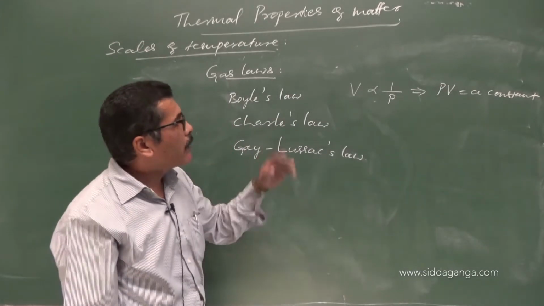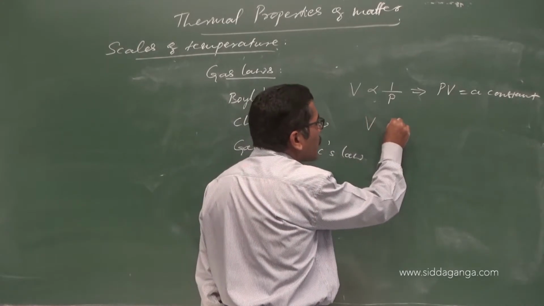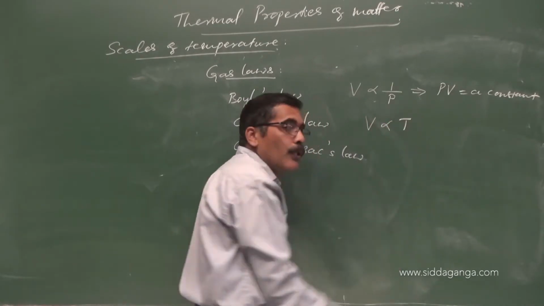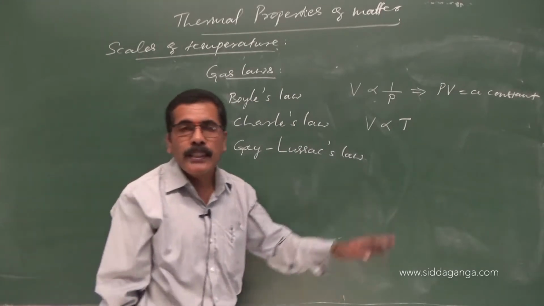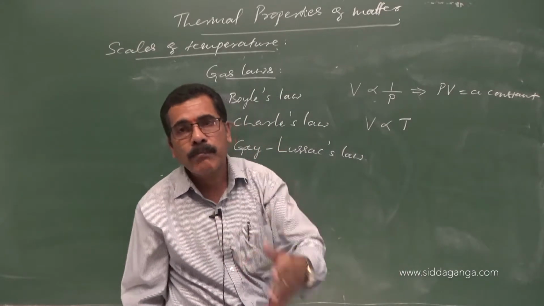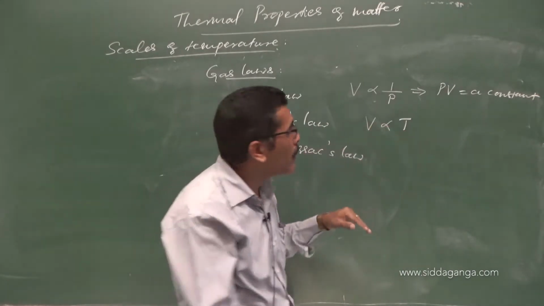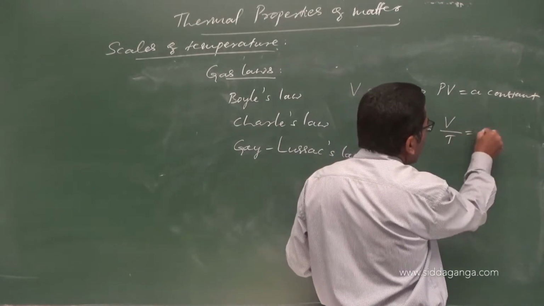Or when you take Charles' law, volume of given mass of gas is directly proportional to absolute temperature at constant pressure. Here pressure is kept constant. Or we can write V by T equals a constant.